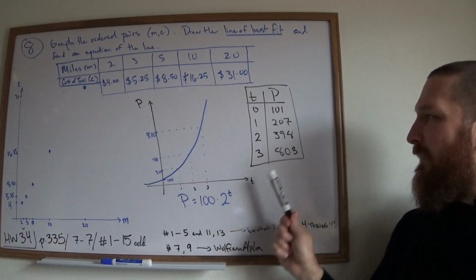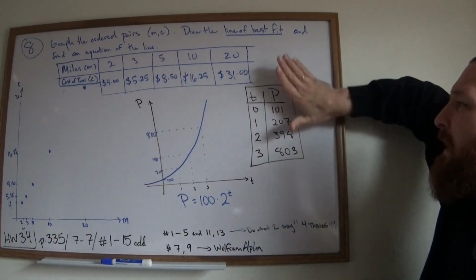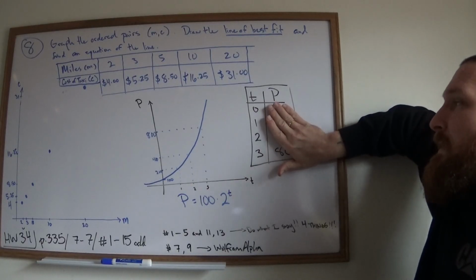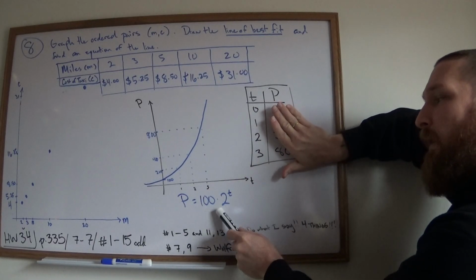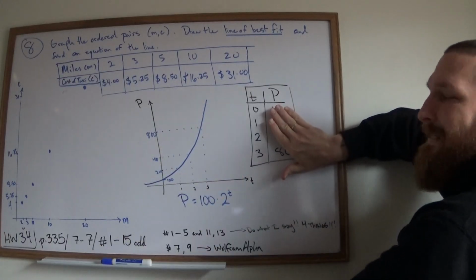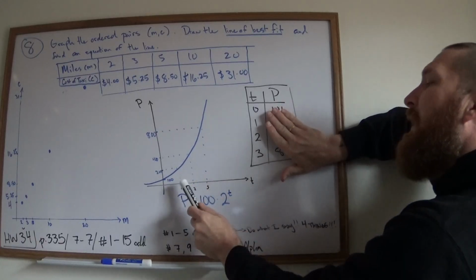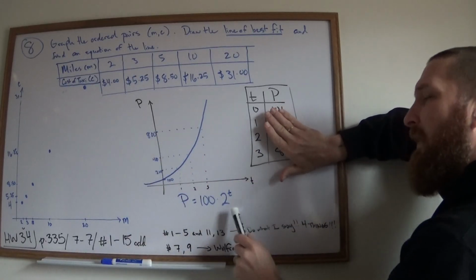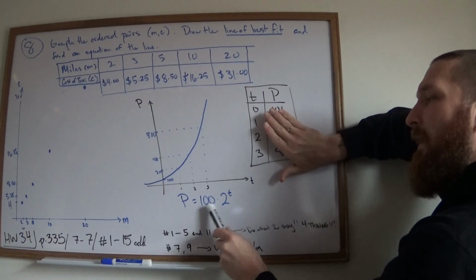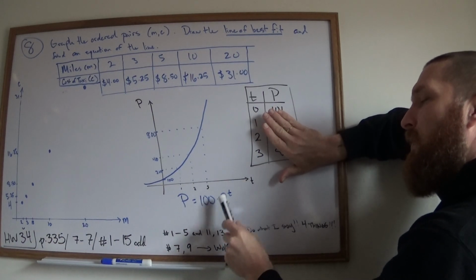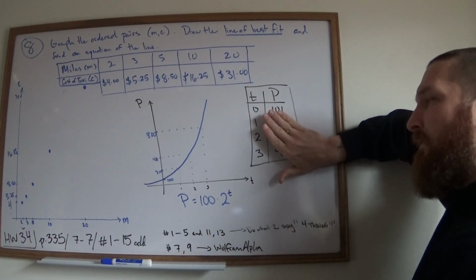And we said that if the population at time 0 was 100 and it doubled every minute, then this would be exact. After 1 minute, you'd have 200. After 2 minutes, you'd have 400. After 3 minutes, you'd have 800, and we could describe that with this model: population P equals 100 times 2 raised to the power of t.